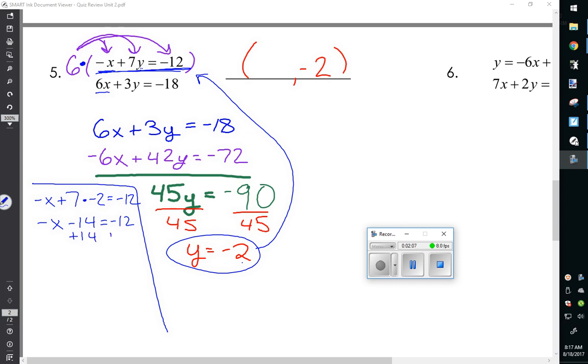Add 14. Negative x equals 2. Then I'm going to finish by dividing by negative 1. X equals negative 2. So my final answer there is negative 2, negative 2.